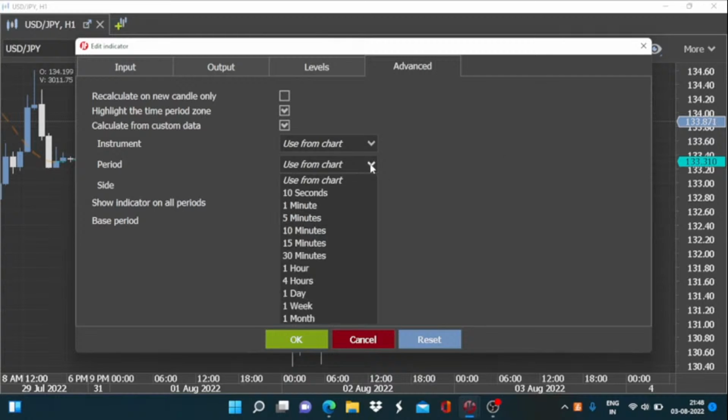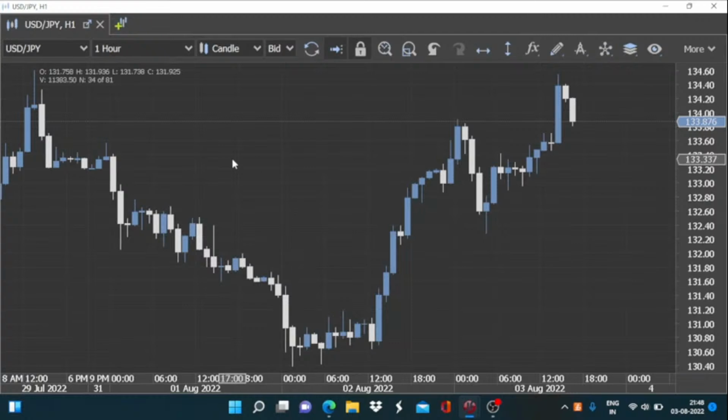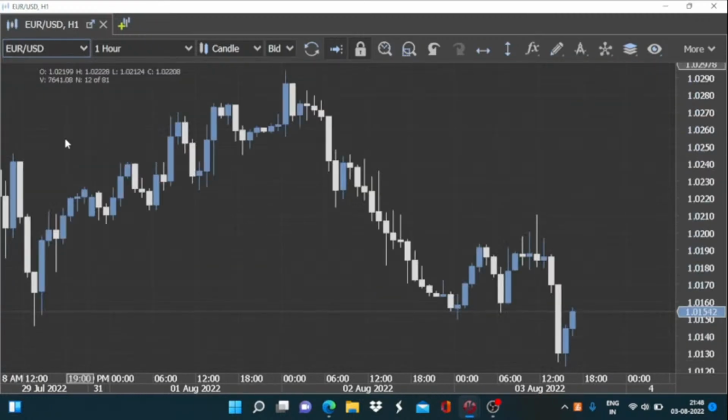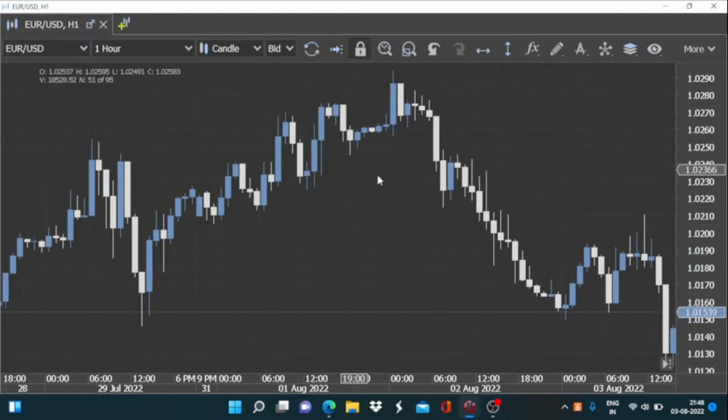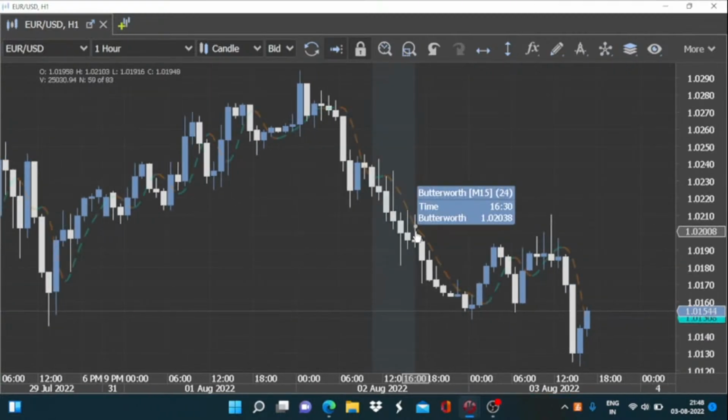Coming to the calculation period, you can use it from the chart, so it will be plotted for whatever is the charting period. But if you keep it fixed to, for example, 15 minutes, then it will be plotted for the 15 minutes regardless of the chart's candle period. Now there is the USD JPY chart, and we have this Euro USD's plotting of the Butterworth filter. It is taking a bit of time. Okay, now it has appeared.